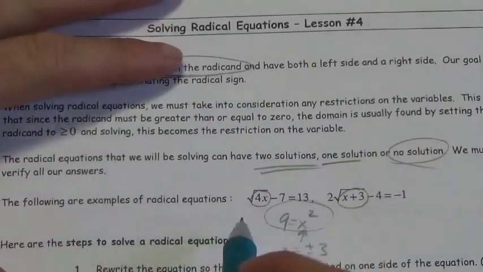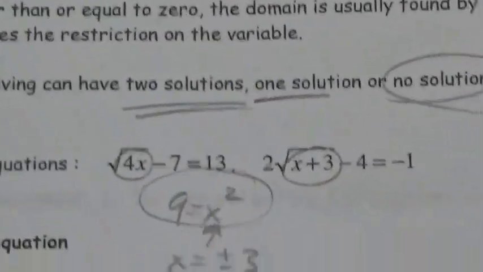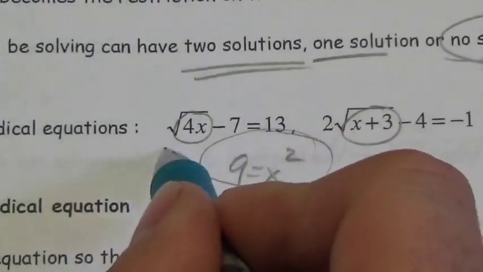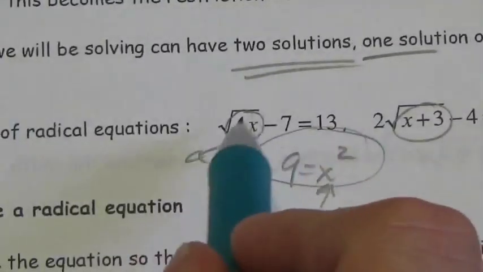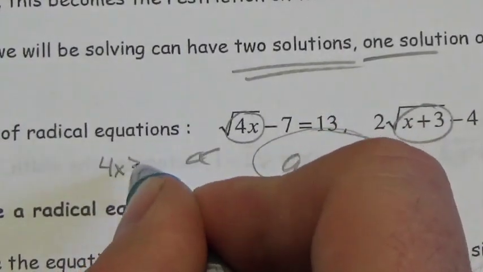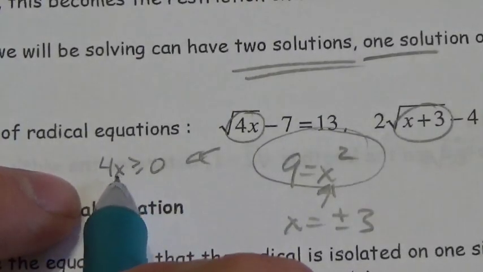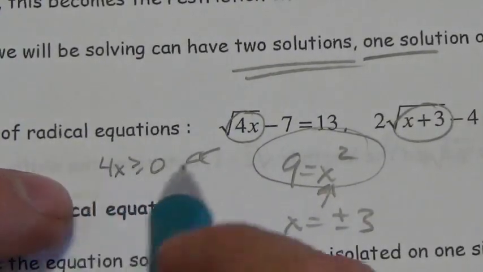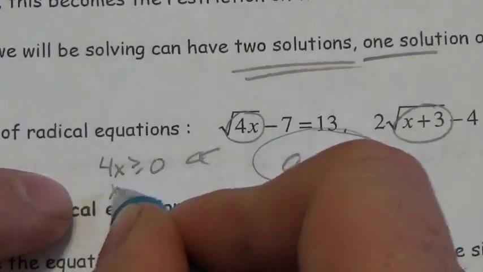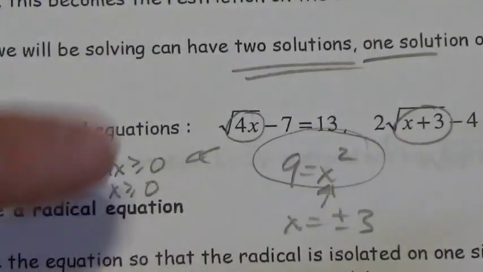So for example, in this case right here, if I was to ask you what are the restrictions on the variable in this equation, I would simply look at the radicand and say, well, my radicand, that 4x, has to be greater than or equal to 0. Now, if I want to know what the restriction is specifically on x, I need to get rid of the 4. So I would divide both sides by 4, and that simply gets me x is greater than or equal to 0.